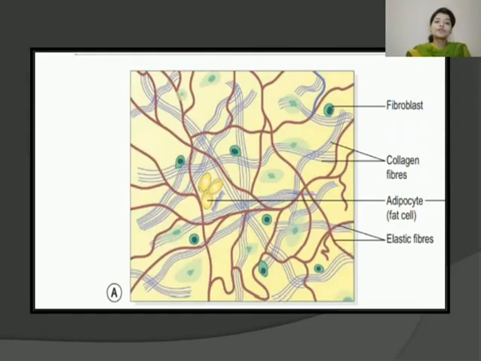This is the structure of loose connective tissue. You can see the presence of fibroblasts, collagen fibers, adipocytes, and elastic fibers. It connects and supports other tissues. For example, it is present under the skin, between the bones, supporting the blood vessels and the nerves in the body, and it is present in the alimentary canal and in the glands, where it helps the secretory cells.